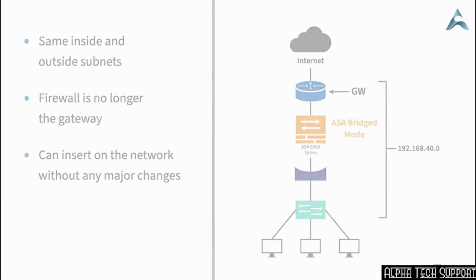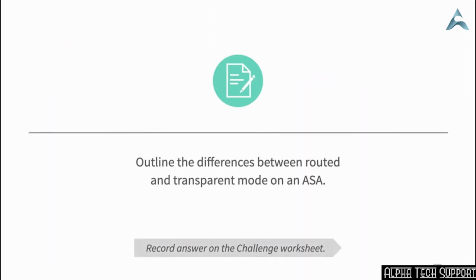Now let's test your knowledge. There are two ways to deploy a firewall on the ASA. Outline the difference between routed and transparent mode. You can record your answer on the challenge worksheet.